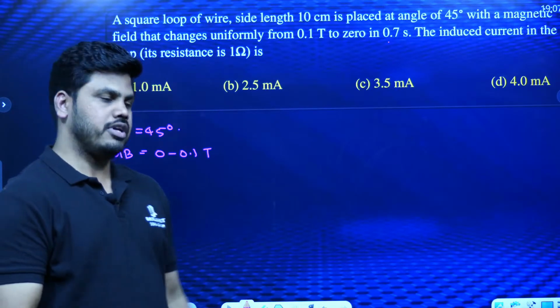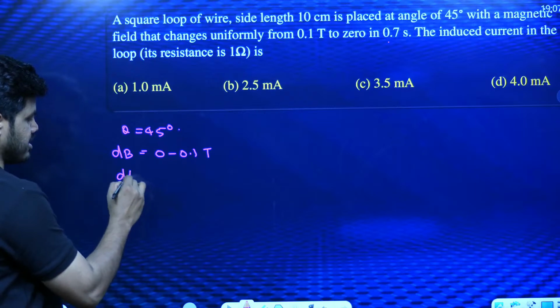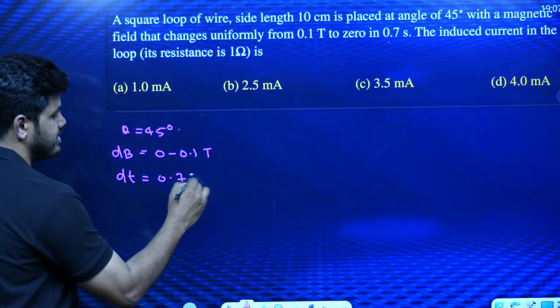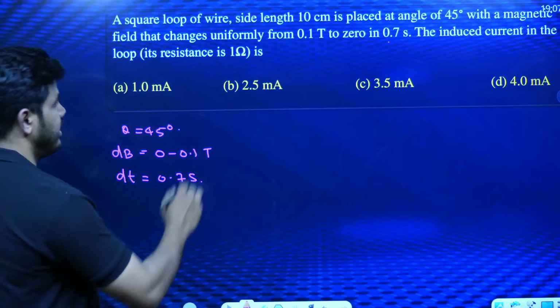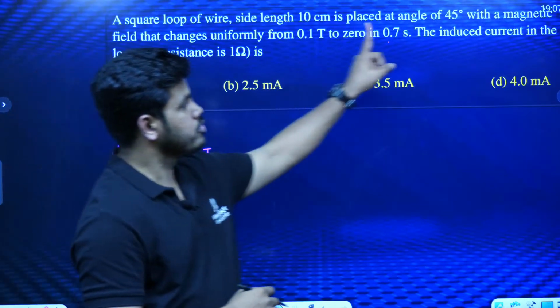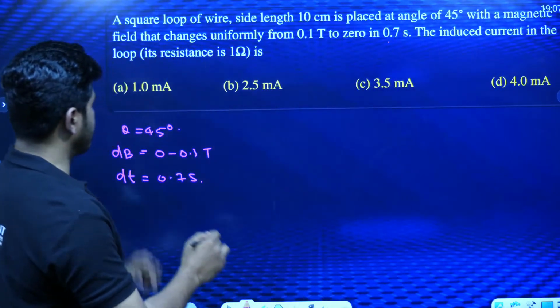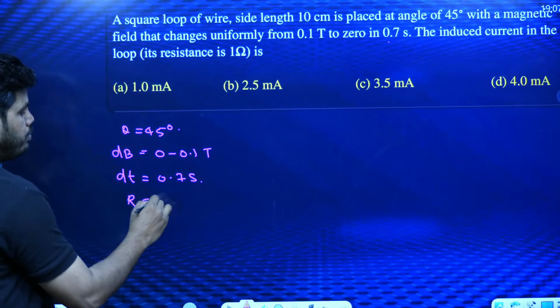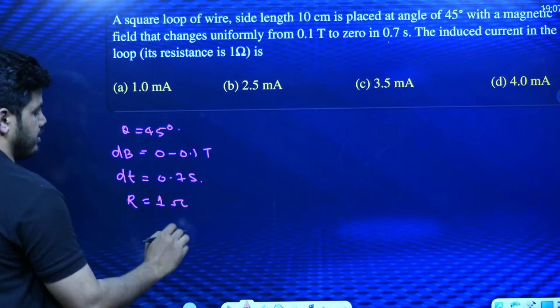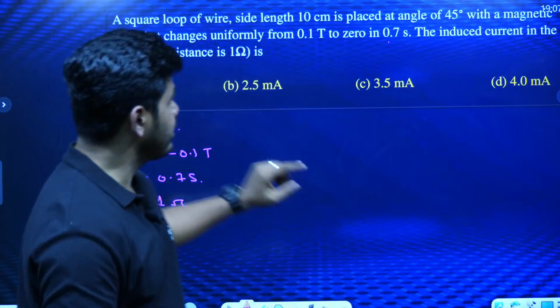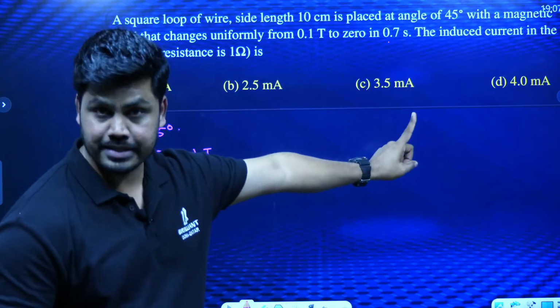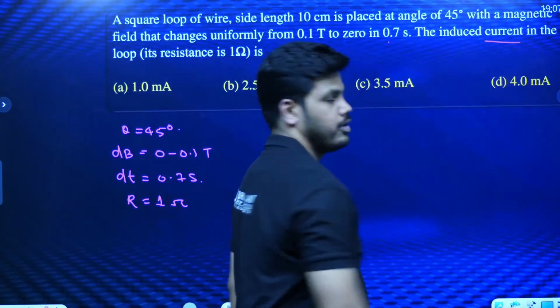In what time is that change produced? In a given time, 0.7 seconds. Right, this much information is given. One more piece of information: it is a closed loop, and it has a resistance of 1 ohm. The resistance of the loop is also given, 1 ohm. Just work on those given quantities. We have to find out what is the induced current in the loop. Induced current, okay? Not EMF.